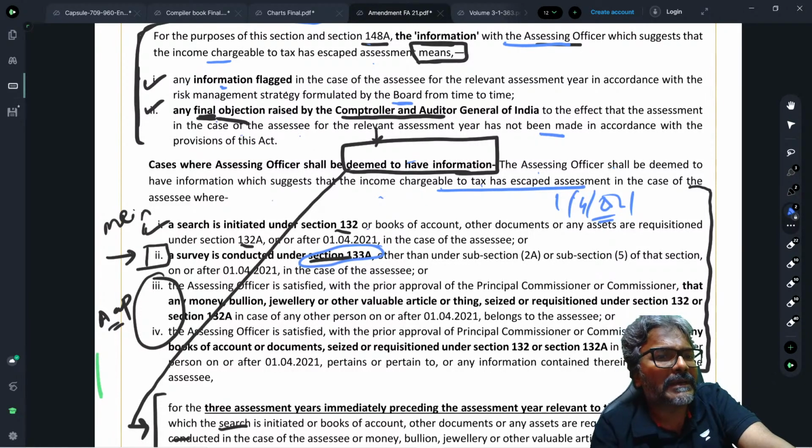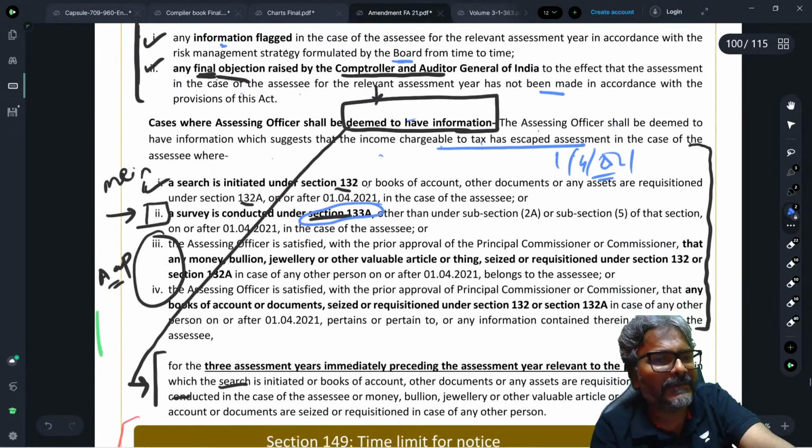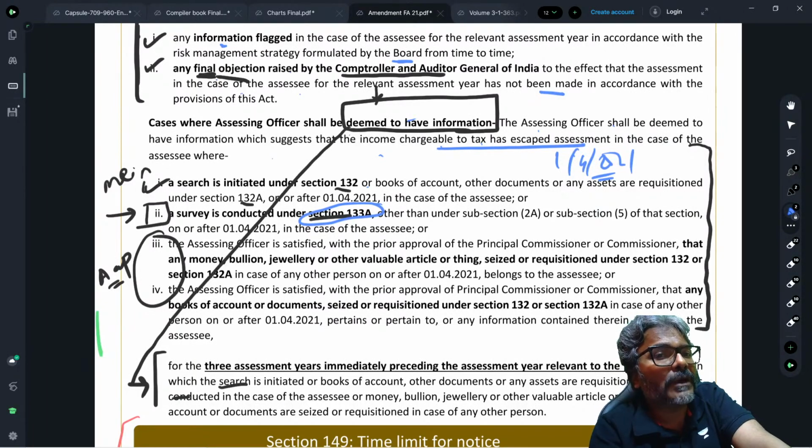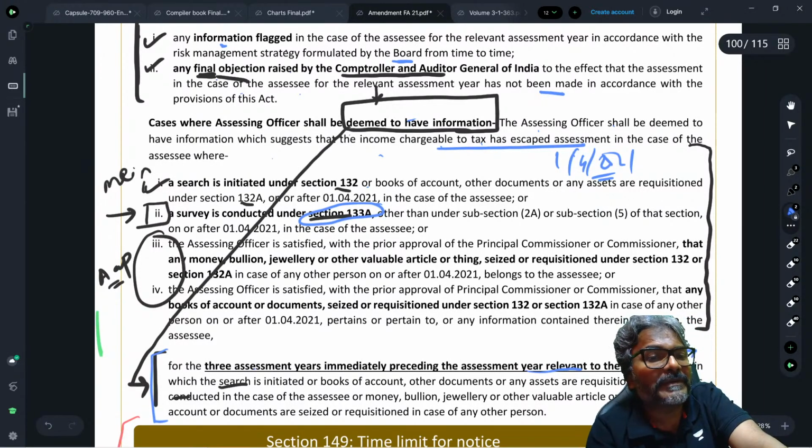Now, if a search is initiated under 132, or even a survey is initiated, students, then by virtue of the survey, will that be considered as deemed information for the purpose of the AO? And the answer is yes. Now, the beauty of the deemed information is that it is not for 1 year. The deemed information would be considered for 3 years: the 3 AYs immediately preceding the AY relevant to the previous year in which such search or survey, just focus on this word, such search or survey is conducted.